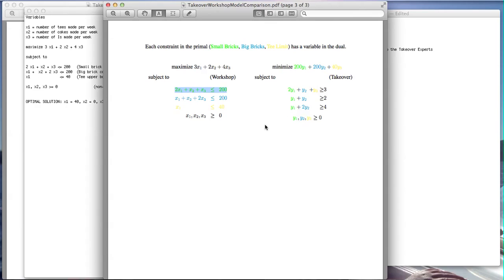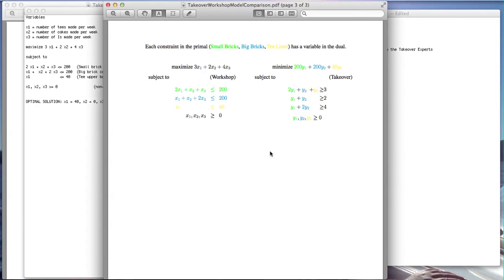Like we saw going from the primal to the dual for the variables, what becomes interesting is that the right-hand side of the constraint in the primal problem becomes the objective function coefficient of the dual variable associated with that constraint. We saw the same thing where the objective function coefficient of a variable in the primal problem becomes the right-hand side of its associated constraint. You can see the same highlights for the big bricks and the T-limit variables as well.